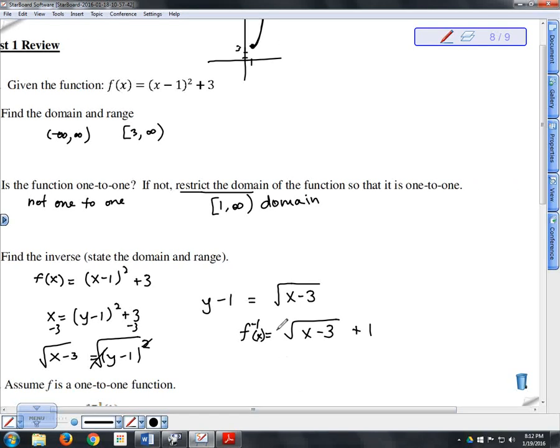The domain and range. Remember, the domain represents x and the range represents y. The domain and range of the inverse should be the opposite domain and range of the original function. This was the domain of the original function. This was the range. These represented the x values of the original function, which are now the y values. And then this was the range of the original function, or the y values. So when you find the inverse, those become the x values.